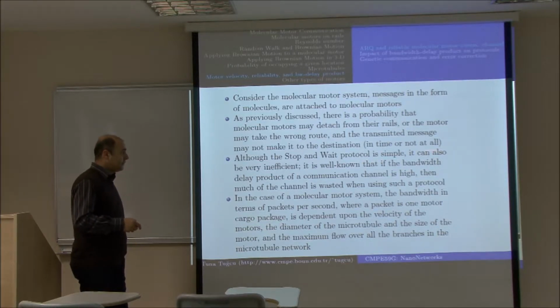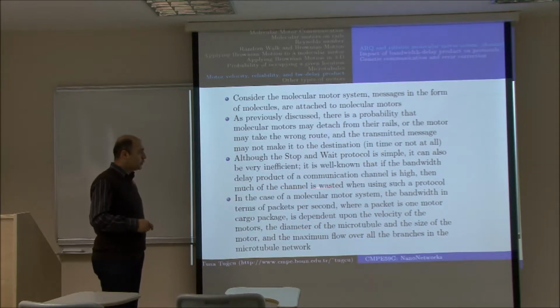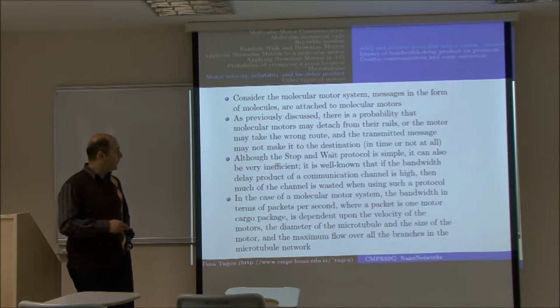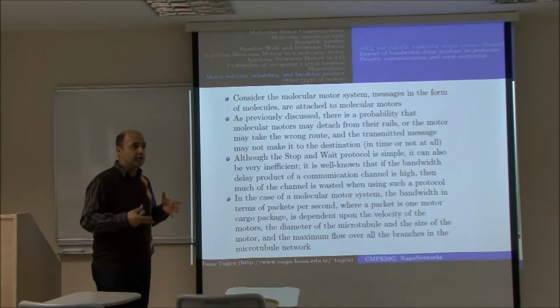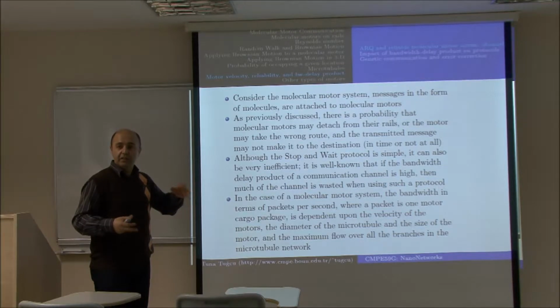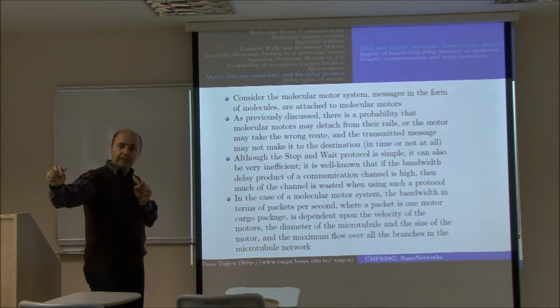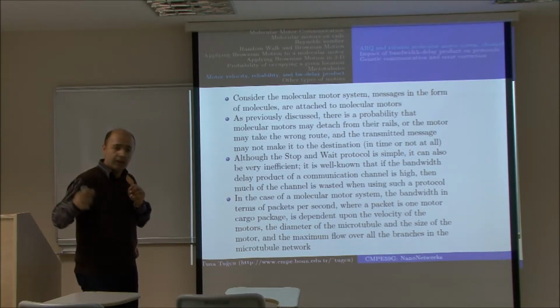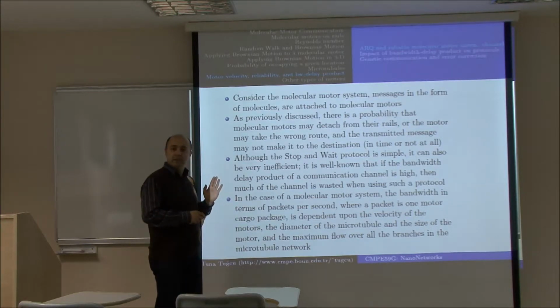We know that if the bandwidth delay product of the channel is high, then much of the channel is wasted if we're using the stop and wait protocol, because this is equivalent to having that very wide channel, but you're sending a very narrow stream of water in that pipe. Okay? You're not fully utilizing the pipe. Why? Because you have to, as the name implies, stop and wait.